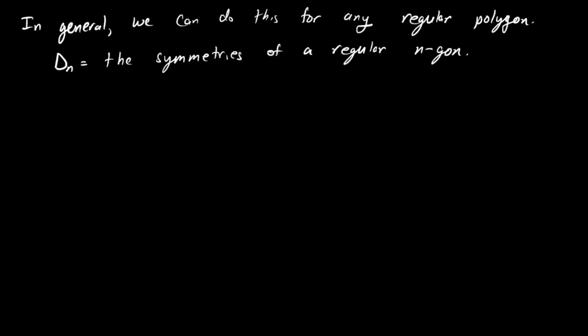So it turns out this idea applies to any regular polygon. We could do this for a square, a regular pentagon, a regular hexagon, and so on and so forth. We'll call Dn the symmetries of a regular n-gon. So Dn is going to contain n rotations and n reflections.